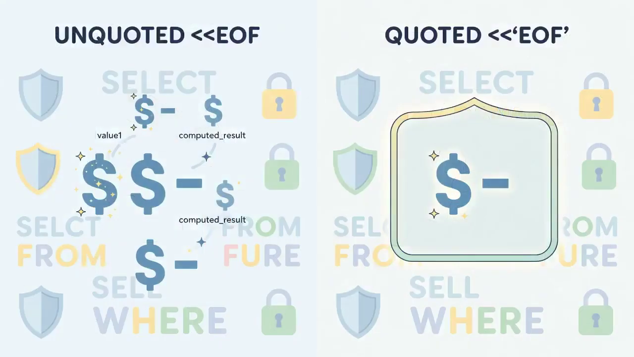When you quote the delimiter, like 'EOF', bash treats the body as pure literal text. Parameter expansion, command substitution, and backslash escapes all switch off, which makes quoted heredocs the safest way to ship SQL, JSON, or scripts containing $ signs and backticks that must survive untouched.